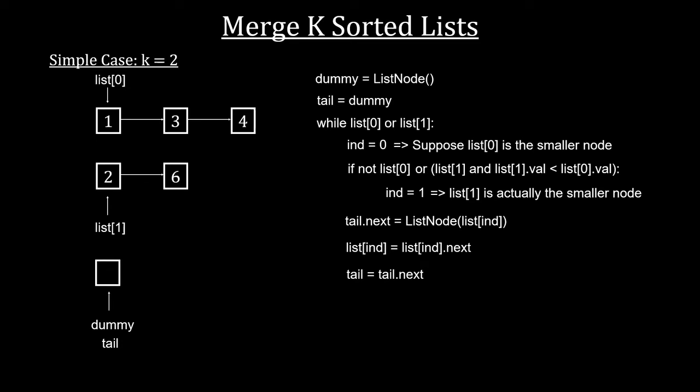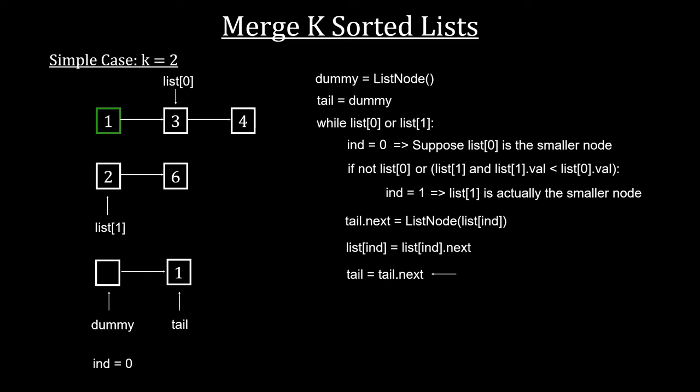Now let's see how this algorithm works on this simple example. We enter the while loop. List 0 or list 1 holds true. So we initialize index with 0. We suppose that list 0 is the correct node. And then we check for list 1. Is list 0 null? No, it's not. Or, is list 1 not null? Yes. And the value of list 1, which is 2, is it less than the value of list 0, which is 1? No, it's not. So we don't execute what's inside this if statement, and we move on. We create a new node of value 1. We increment list 0, and we increment tail.